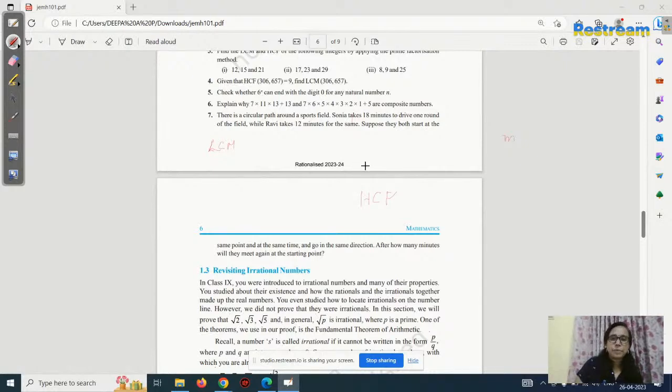Do you understand the difference between the HCF and LCM? Whenever they are asking maximum, you want to find out HCF. Whenever they are asking minimum, you want to find out the LCM. That is the tactic behind this.